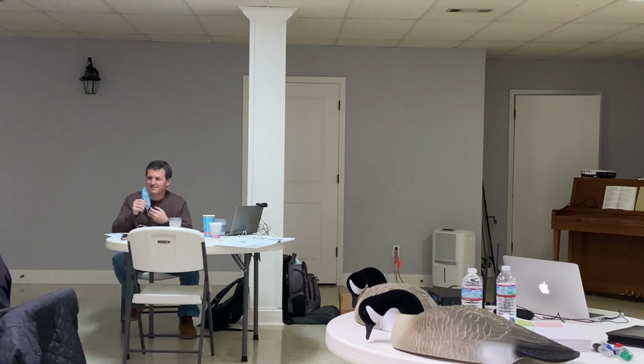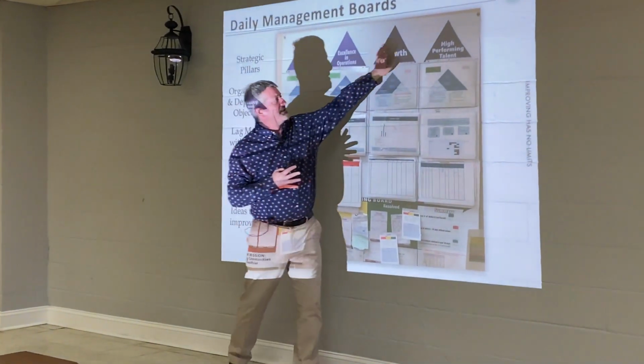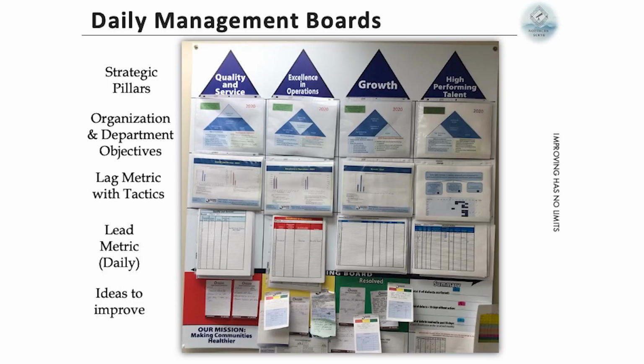Well, like Dan was saying, you could have quality and service. There's excellence in operations. There's growth. There's high-performing talent, right? And this particular department was just an extension off of the senior leader board, where this was the overall organizational objectives for quality and service. That was the department objectives for quality and service. And then underneath that was what we call a lag metric, and that was just typically an outcome metric. So for quality and service, that could be harms.